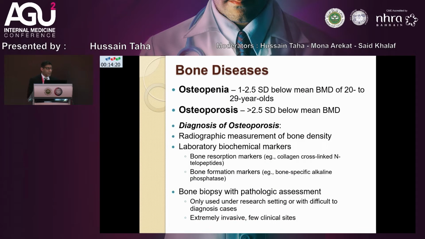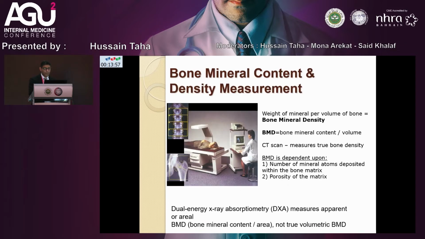What is the definition of osteoporosis? We have certain categories: normal bone, osteopenia, and osteoporosis. Osteoporosis is present when the T-score is below minus 2.5. Diagnosis of osteoporosis is made mainly radiologically, by measurement of bone density, by laboratory biomarkers, and, in research centers, by bone biopsy. The standard of care is to measure the bone mineral content and bone mineral density.